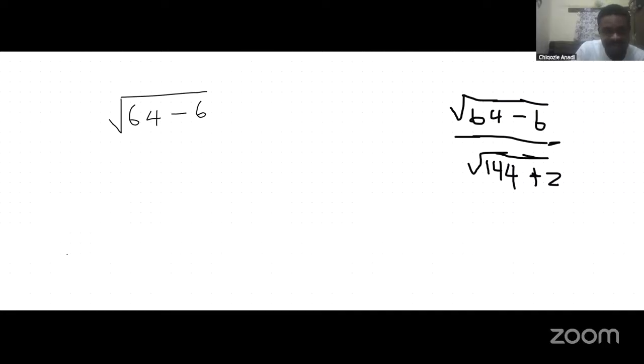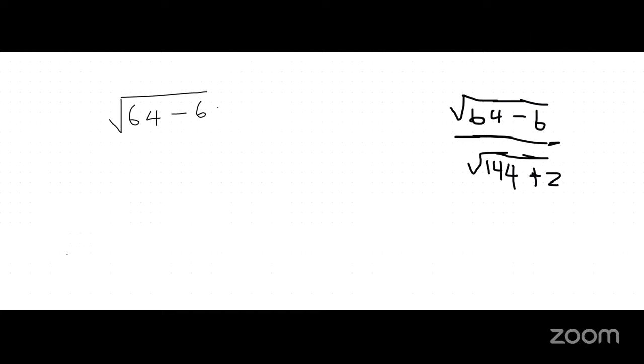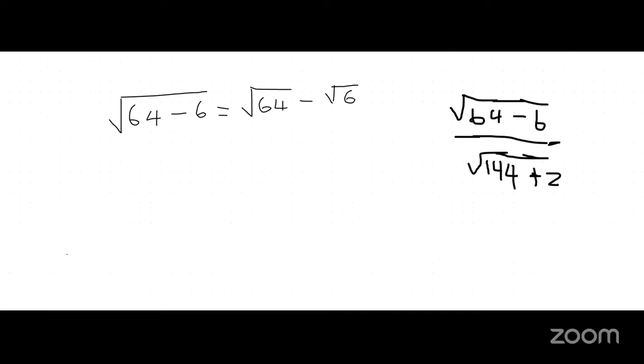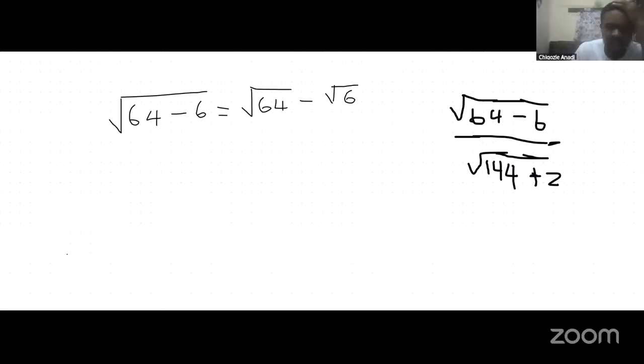So this can be rewritten as the square root of 64 minus the square root of 6, then you solve it, or you go directly by saying, what is 64 minus 6? 64 minus 6 is 58. Okay, beautiful. So we're going to be having the square root of what? 58.